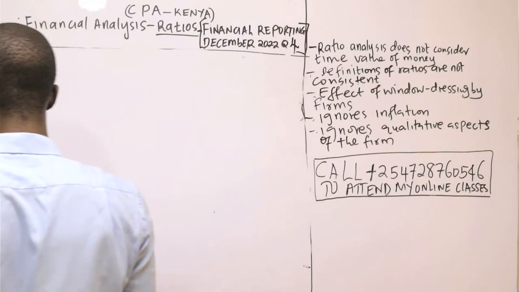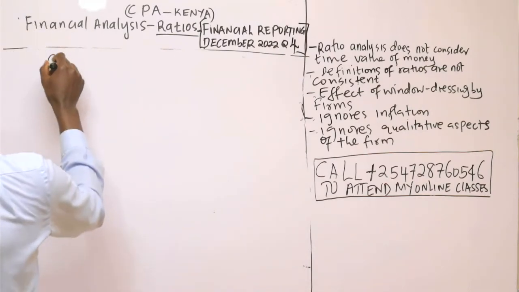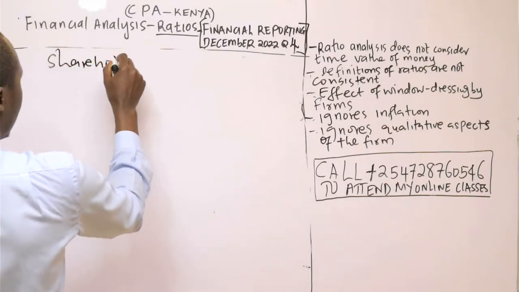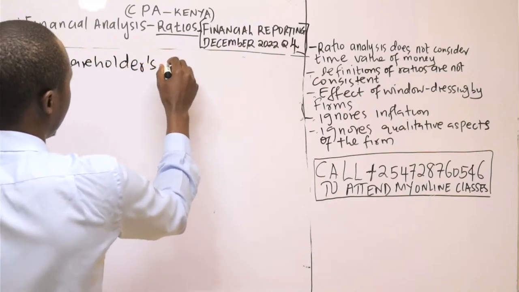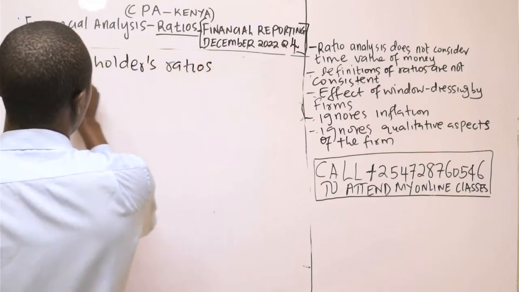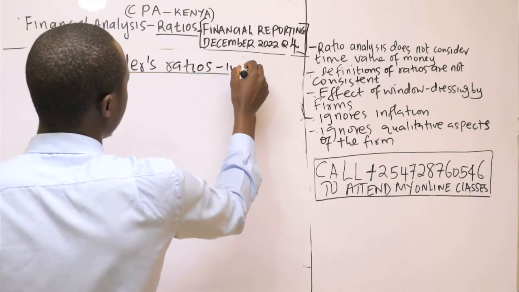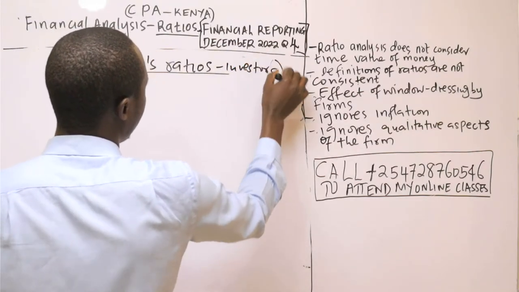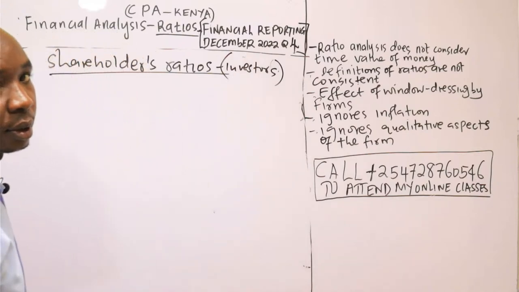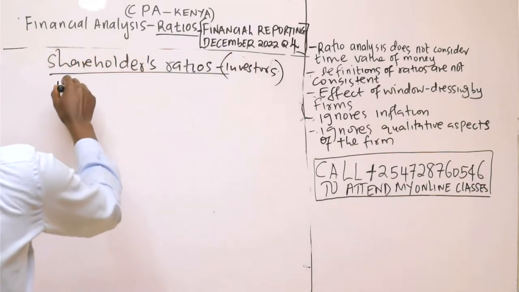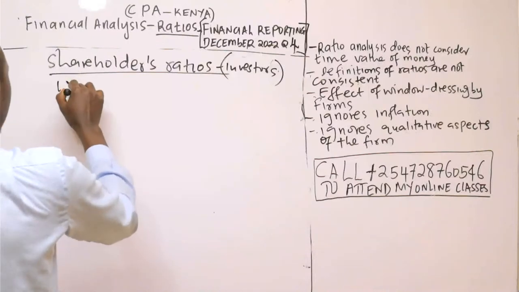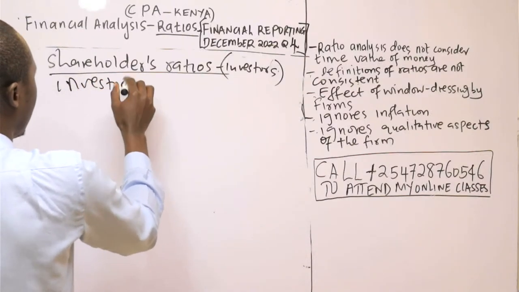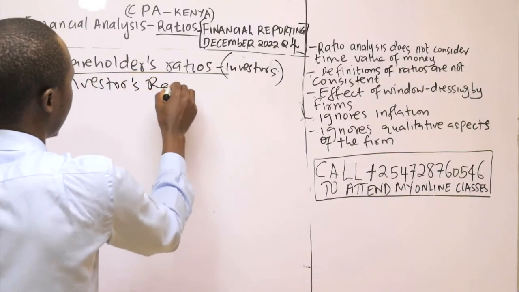So I will be starting from the shareholders ratios. Who are the shareholders? These are the investors. So I will be looking at the investors ratios. I will look at two investors ratios.